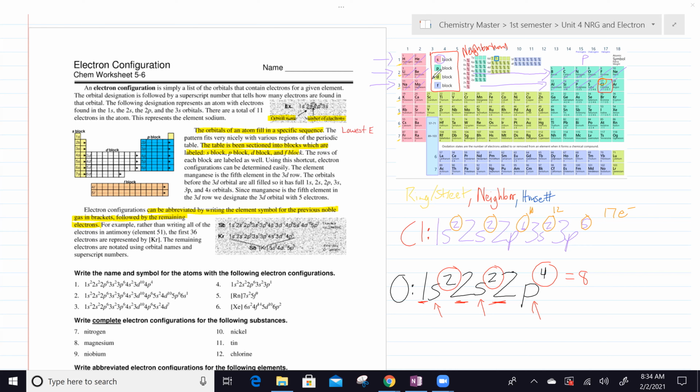All right, so I'm going to erase this. So let me talk about the chlorine one. We just did that one. And let me just show you how it connects to board diagrams, okay?